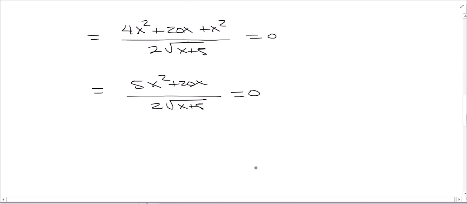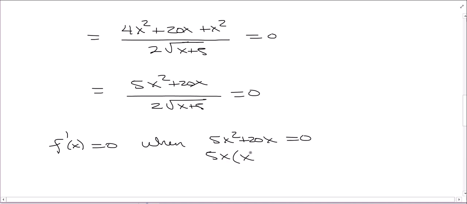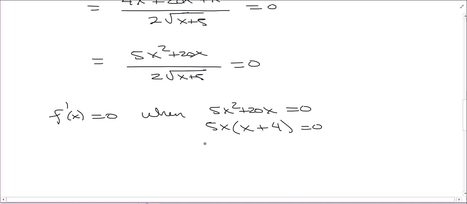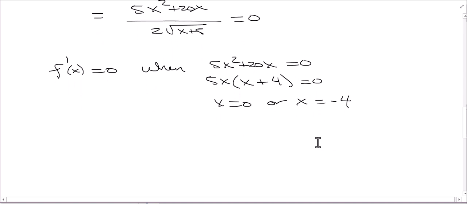Now a critical number is when the derivative is 0 or undefined, and a fraction is 0 when the numerator is 0. So f prime of x is 0 when 5x squared plus 20x is 0. So let's take out a 5x, and I'm left with x plus 4 equals 0. So either x is 0 or x equals -4. So -4 is a critical number, and it's also one of our endpoints. So that one is a double duty there.